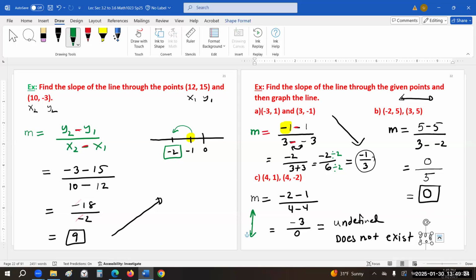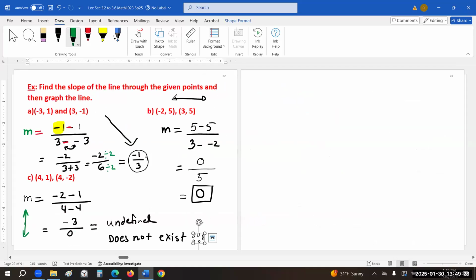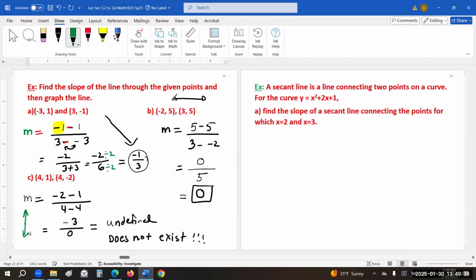Okay, any question? Slope could be anything: positive, negative, fraction, whole number, 0, undefined. Anything is possible. Okay, now comes same concept, but looks a little bit different.